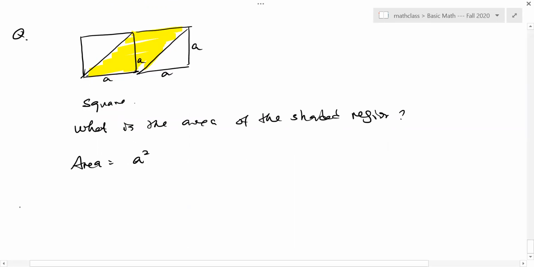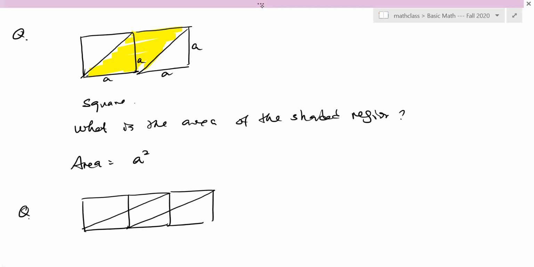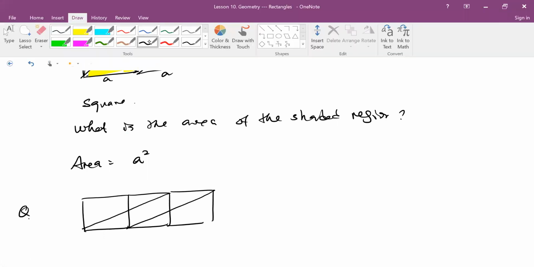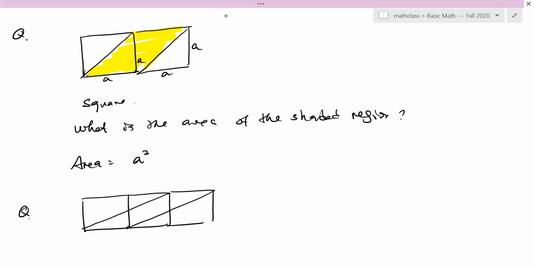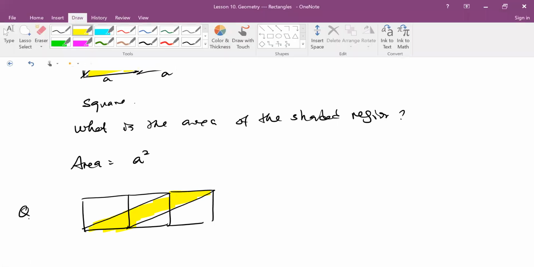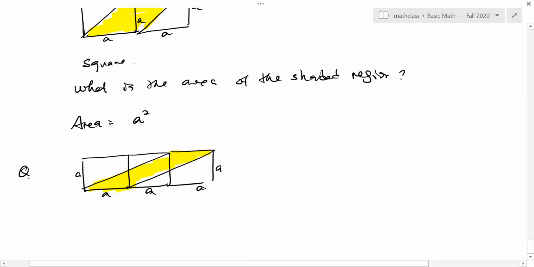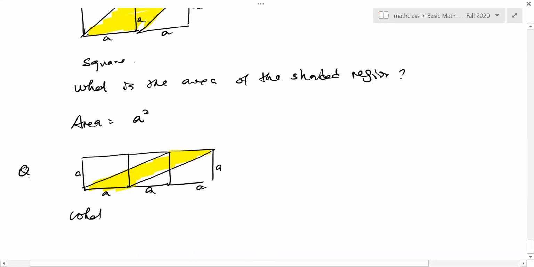Now, if I put three squares and then connect this, what is the area of the shaded region? This is a parallelogram, right? So this side is A. What is the area of the shaded region?